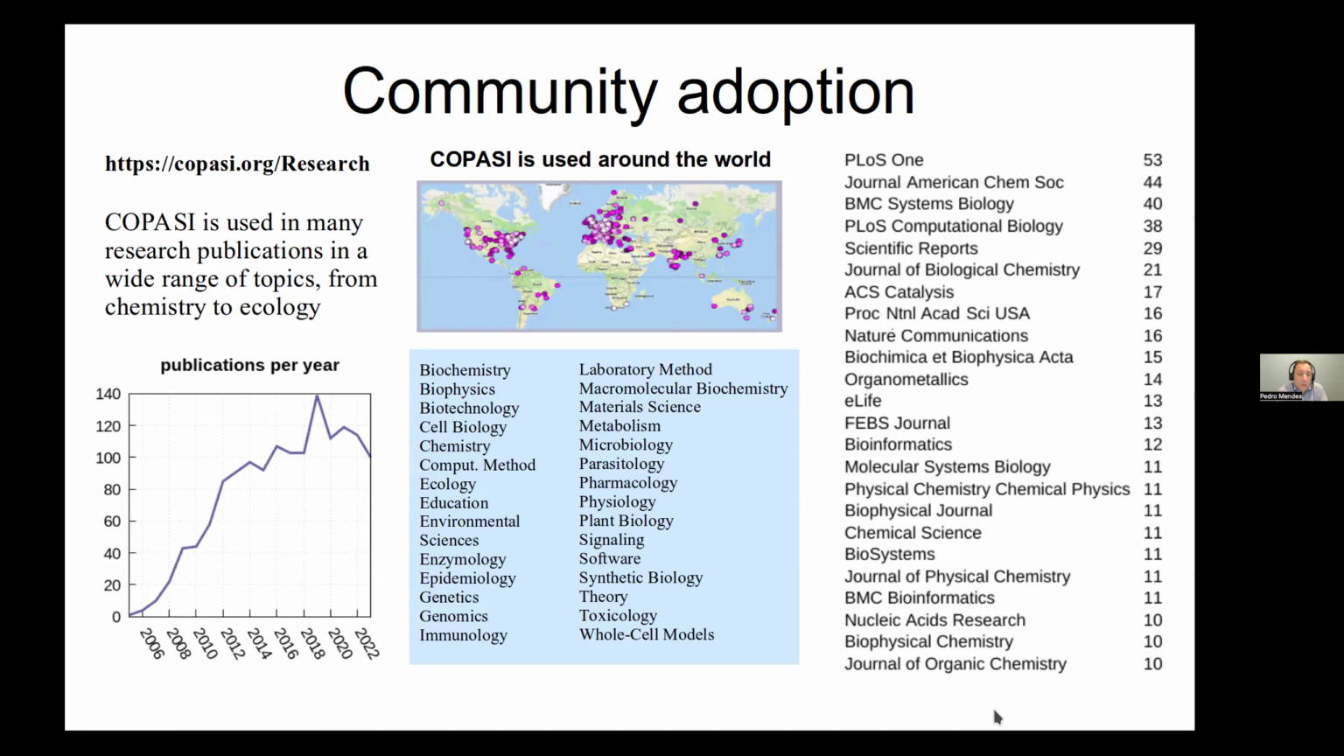Okay, so COPASI is widely used for modeling time-dependent networks mostly. I mean, you can define compartments and you can define different topologies of compartments, but essentially there is no diffusion, there is no explicit space in these models.